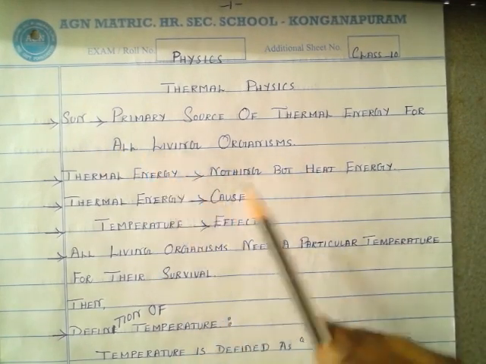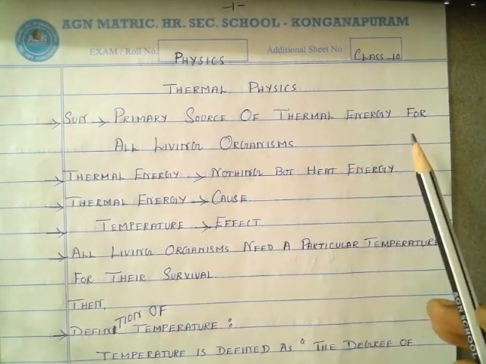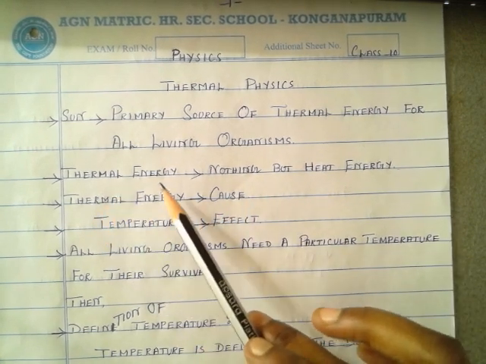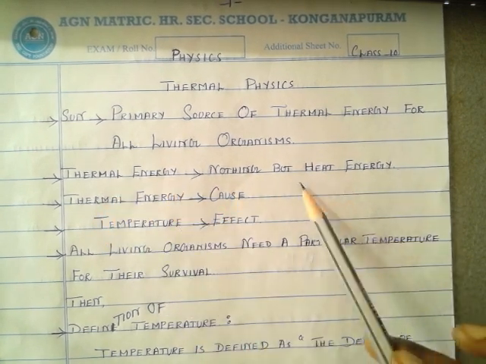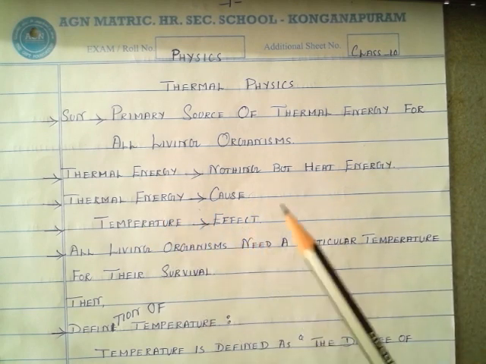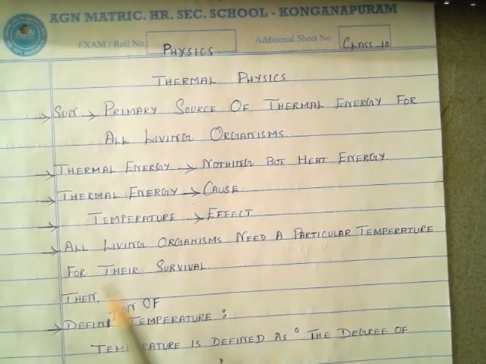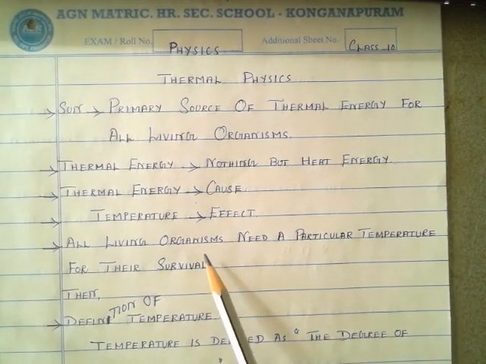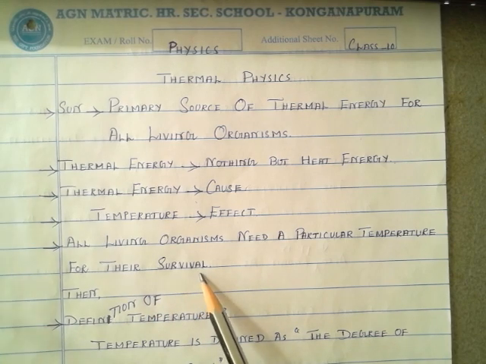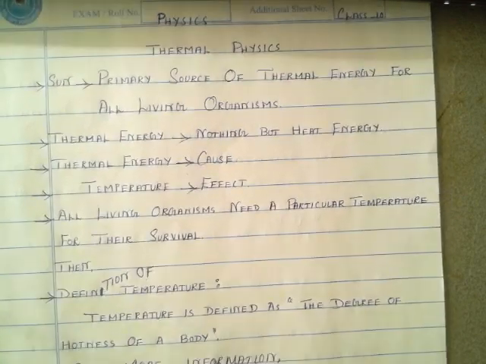Sun is a primary source of thermal energy for all living organisms. Thermal energy is nothing but heat energy. Thermal energy is a cause and temperature is effect. And also all living organisms need a particular temperature for their survival. Then, definition of temperature.